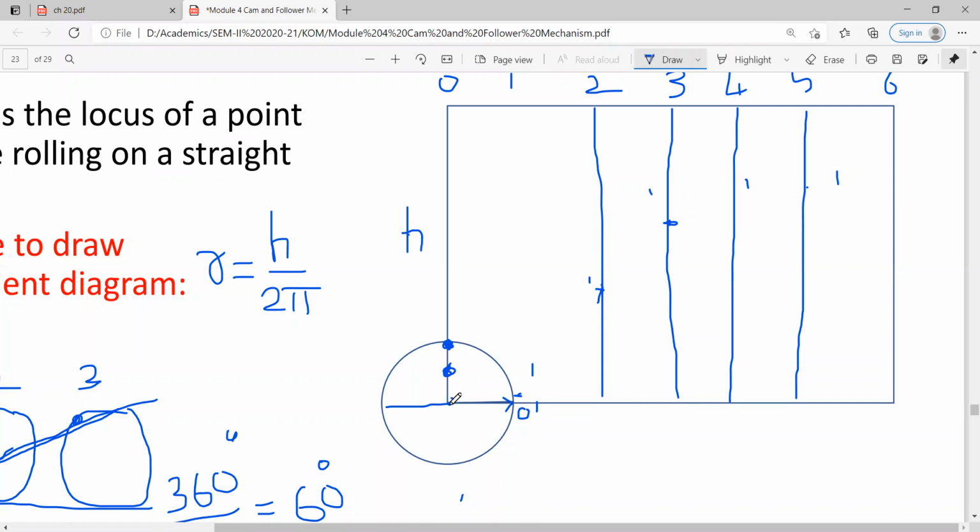Now from here I will divide it into 6 parts. This first part, then second, here you will also get the third, fourth, here it will be fifth, and here it will be sixth. Okay, now it will give us the results.